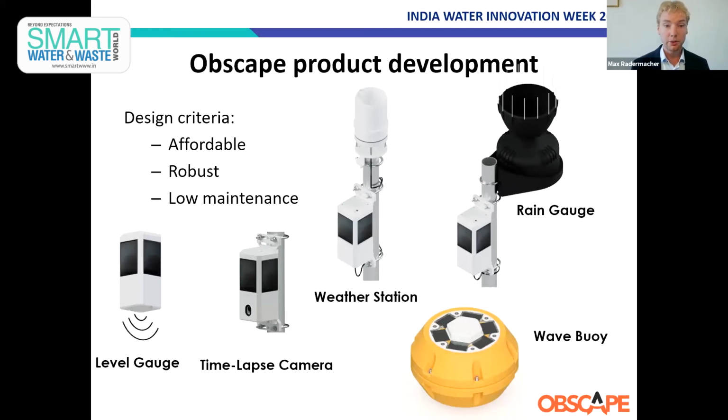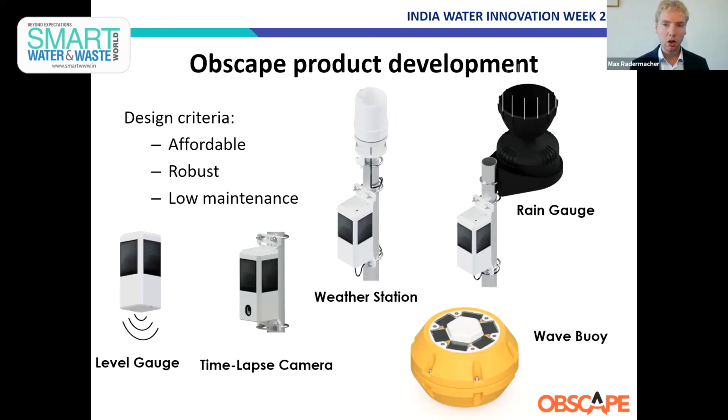And finally, it also had to be low maintenance, since we were dealing with that limited capacity to do installations and maintenance in the field. So all the equipment had to be able to run by itself for a long time. So this is the product range that we developed: a water level gauge, a time-lapse camera, a weather station, a rain gauge, and a wave measurement buoy.